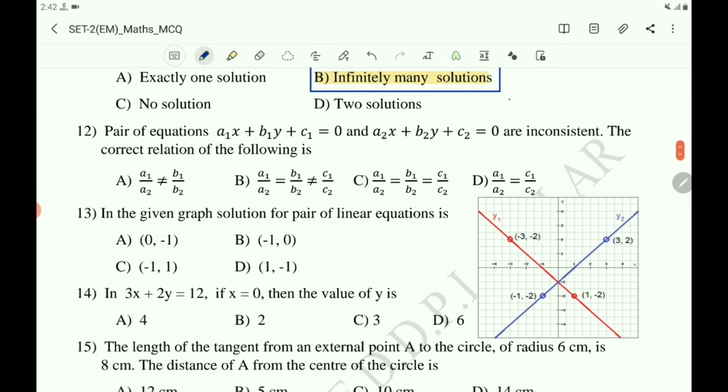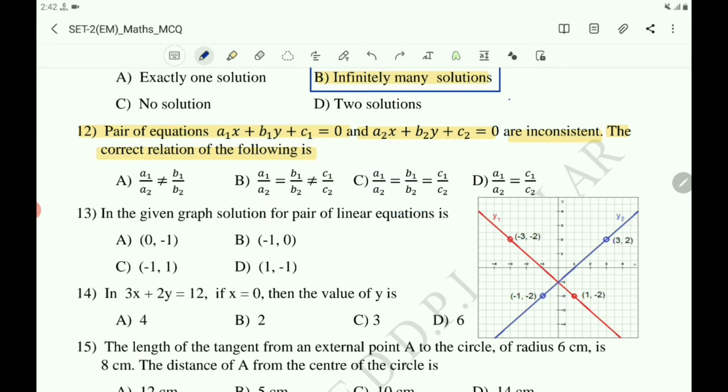Then you take question number 12. The pair of equations a1x plus b1y plus c1 equals 0 and a2x plus b2y plus c2 equals 0 are inconsistent. The correct relation among the following is. In the first case, they are consistent, having intersecting lines with one solution, and here infinitely many solutions, and in this case there is no solution.